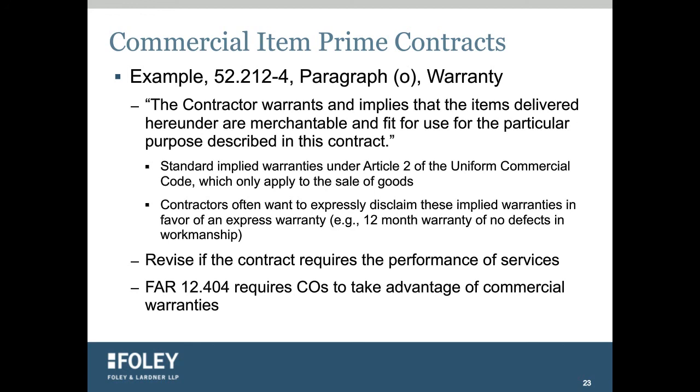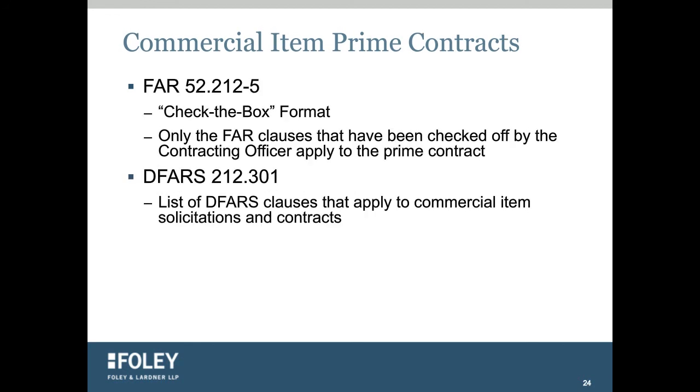The FAR Part 12 commercial item prime contracts also include the 212-5 clause, and this is a check-the-box format. So there's a few clauses in the first paragraph that are in all contracts, but then the rest of them only apply if the contracting officer has checked them off. It used to be the DFAR had a similar check-the-box format, but they did away with that, and instead they just say that basically you need to only comply with those DFAR clauses that say they apply to commercial items, and DFAR 212.301 has a list of what those clauses are.